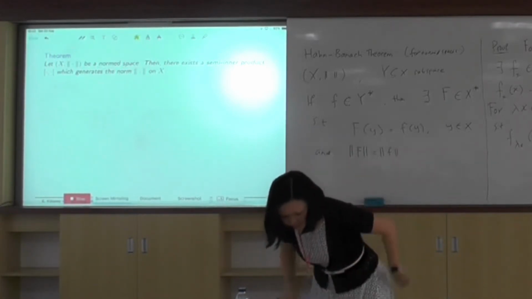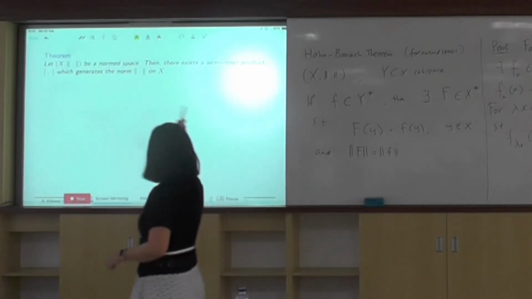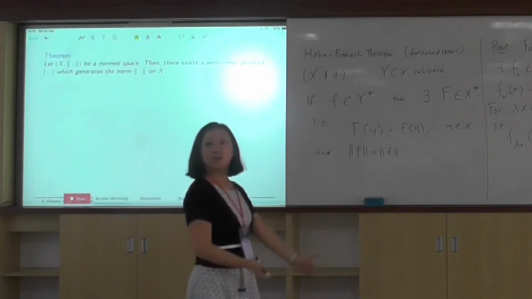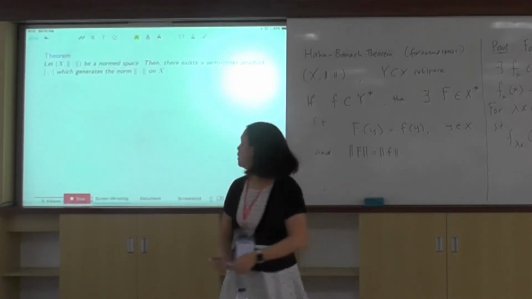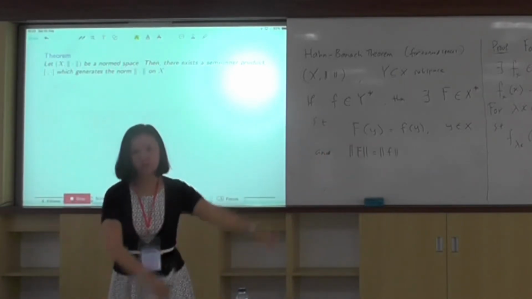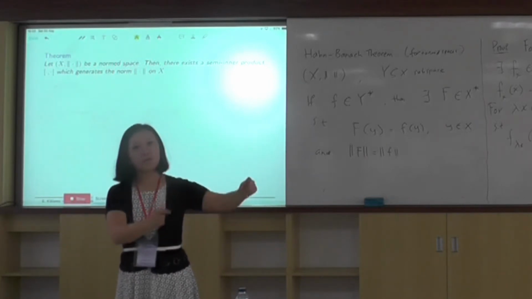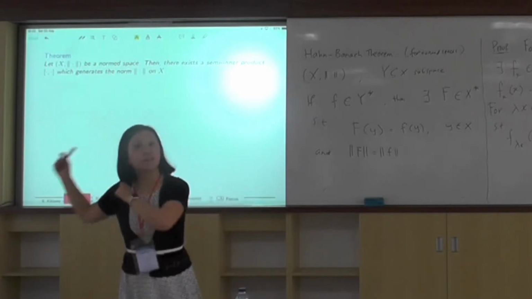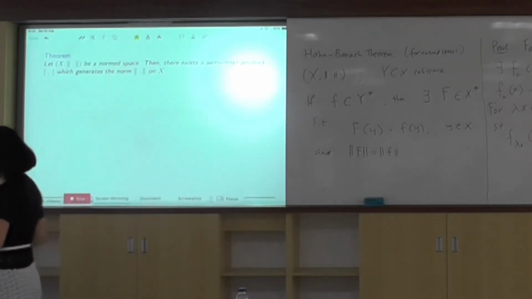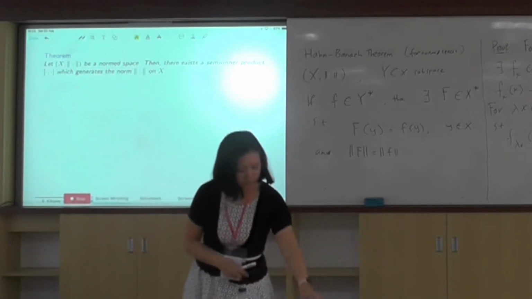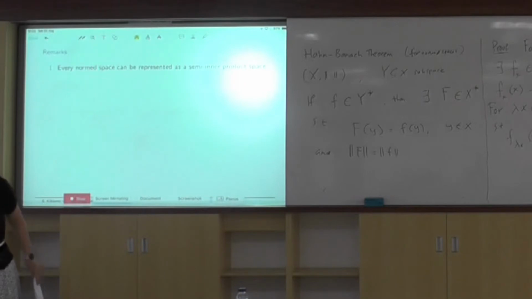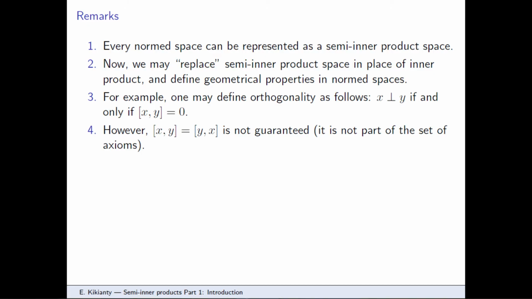Okay. Alright, so we have this theorem. So it says that this is nice, right? Unlike inner product space, now we have the reverse implication. You start with a semi-inner product space, you can generate a norm. But if you have a normed space, you can find a semi-inner product that generates back the original norm that we start with. Okay. Now, theorem remarks. I said this, every normed space can be represented as a semi-inner product space.